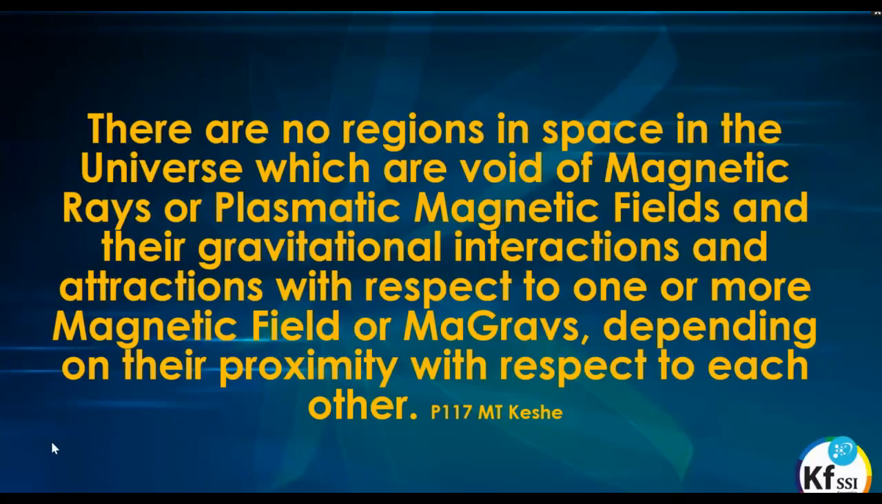Right. So I'm going to just read a quote. "There are no regions in space, in the universe, which are void of magnetic rays or plasmatic magnetic fields, and their gravitational interactions and attractions with respect to one or more magnetic field or magravs, depending on their proximity with respect to each other." It's a bit of a complicated quote, but it is essentially saying that nothing is void of these fields. Even though we don't see them, they are in constant motion around us.